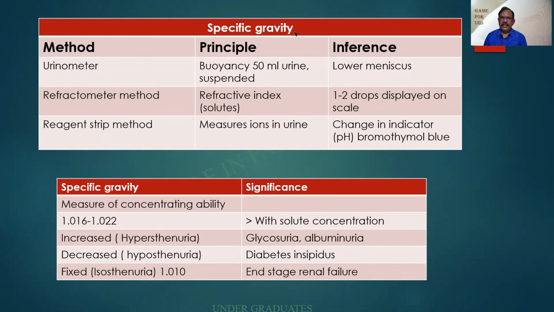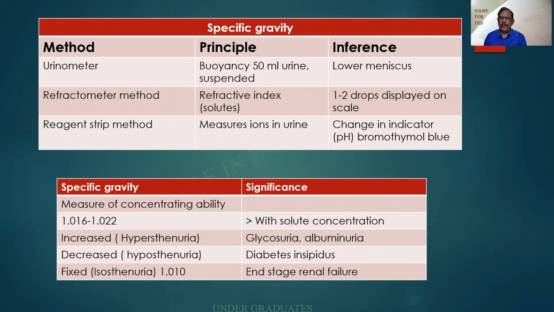And one of the factors that will be essential will be the specific gravity. There are 3 methods for measuring the specific gravity. 1 is uranometer, 2 is refractometer, and 3 is the reagent strip. Uranometer, the principle is buoyancy or floating. 50 ml of urine is required, and the lower meniscus is taken as the reading.